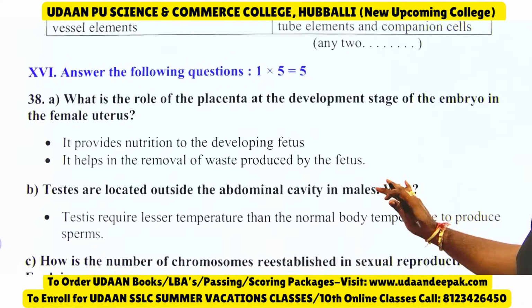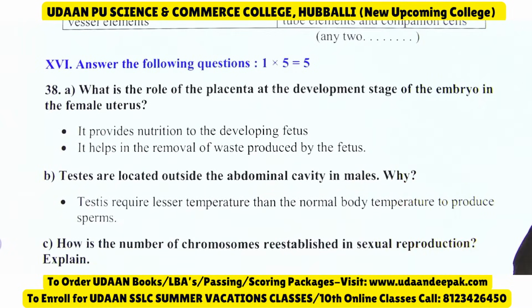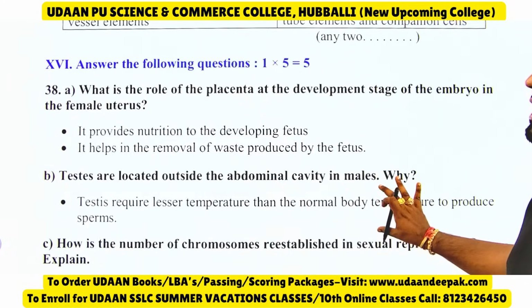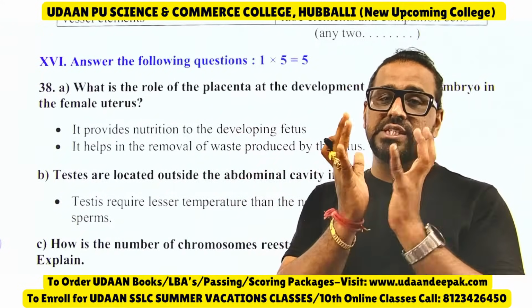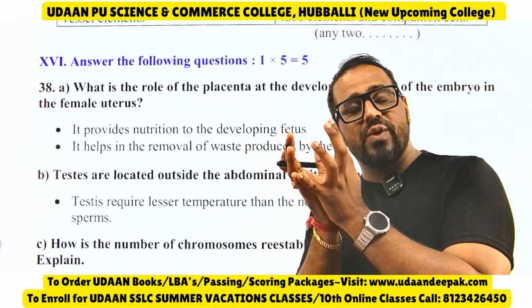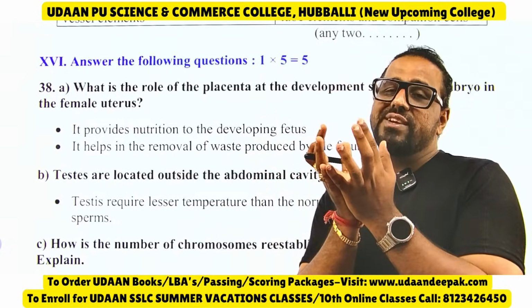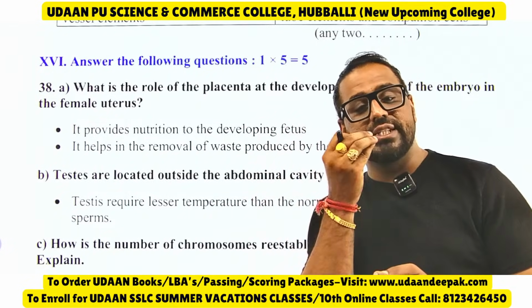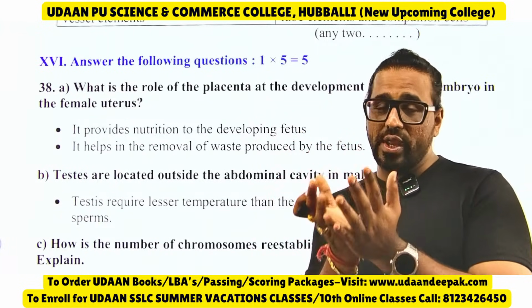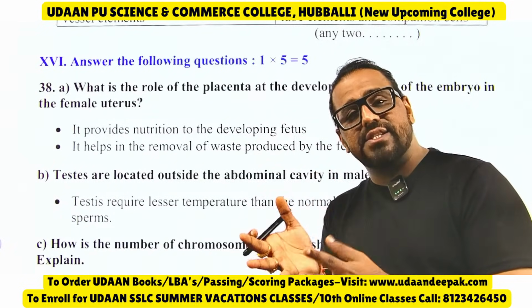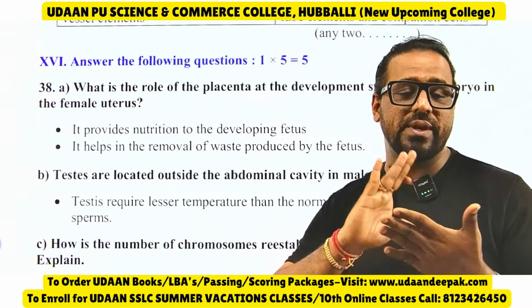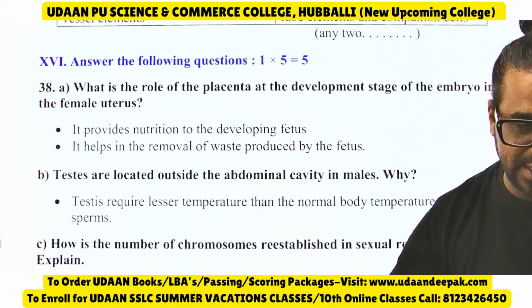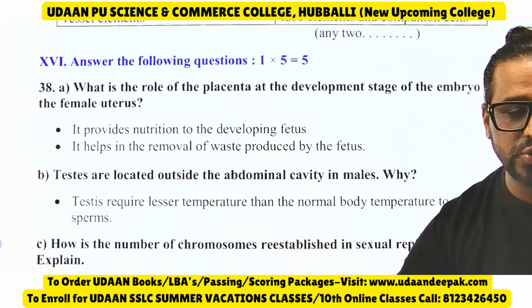Then what is the role of the placenta at the development stage of the embryo in the female uterus? So you know the placenta. Placenta is a bag-like structure which gives nutrition, food to the growing baby or growing embryo. Not only that, whatever waste is produced by the baby will be carried through the placenta to the mother's blood. That is one you should write.